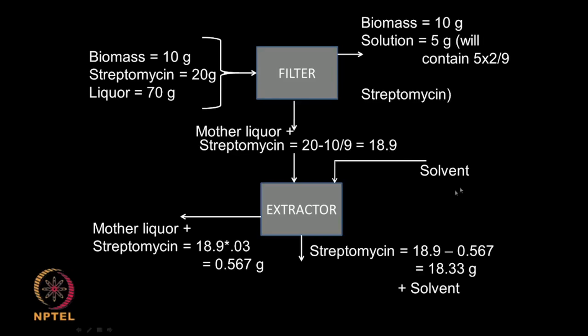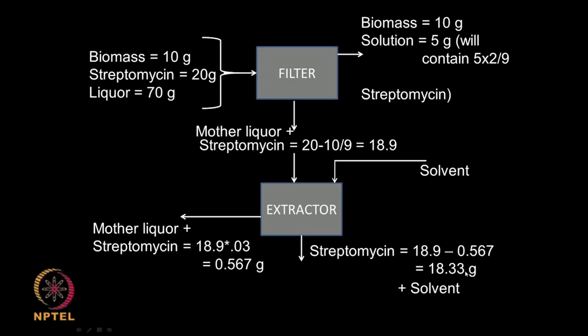Now, I am adding solvent in the extractor, and I have told that 3% of streptomycin that is entering is lost in the extraction. Your extraction is only 97%. So, what do I do? 18.9 is what is entering, 3% is 0.03, that is 0.5675 grams is lost. That means remaining is 18.9 minus 0.567, that is 18.33 grams. Okay. So, now the amount of streptomycin, as you can see, has come down from 20 to 18.9 to 18.33.